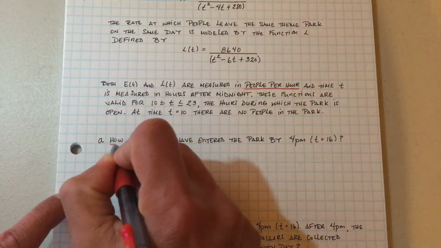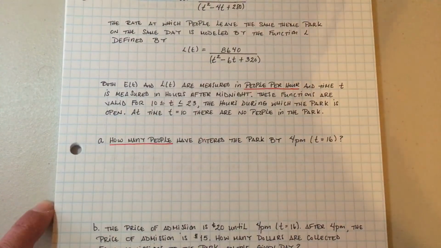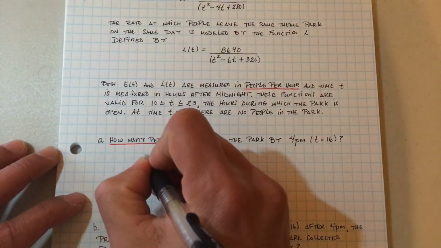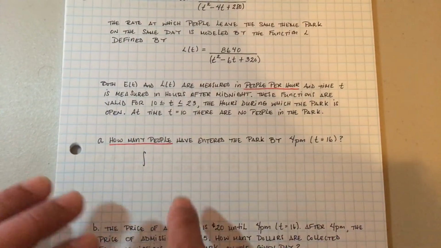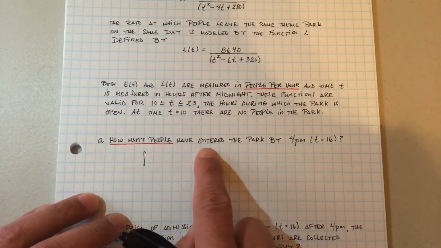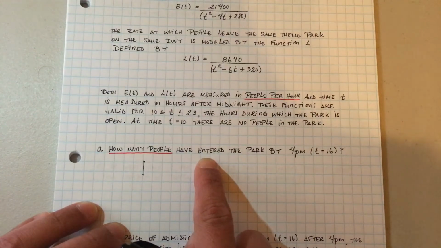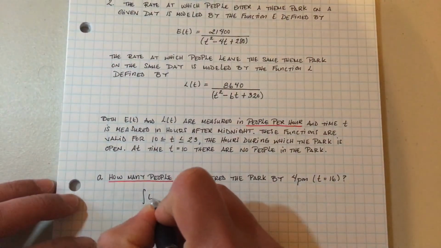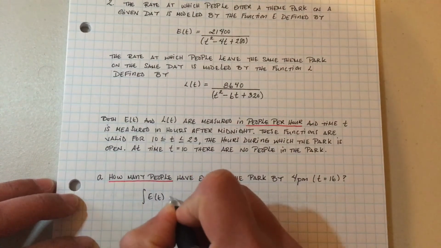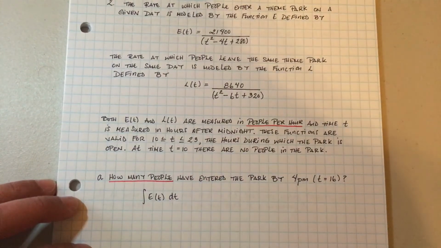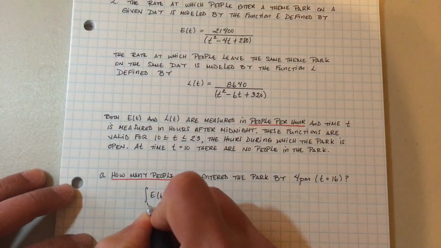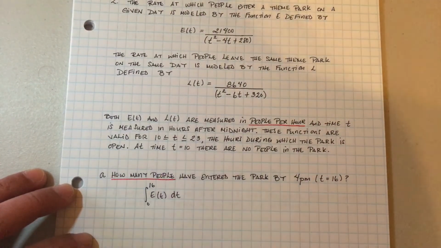Now it tells us how many people have entered the park by 4 p.m. So what am I going to take the integral of? What's the function that tells me when people are entering? It's going to be this guy, E of t. The integral of E of t dt, and we're going from 0 to 16.